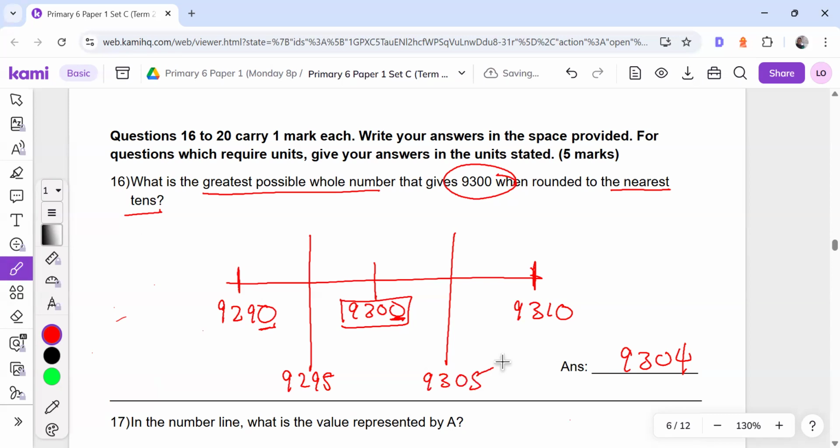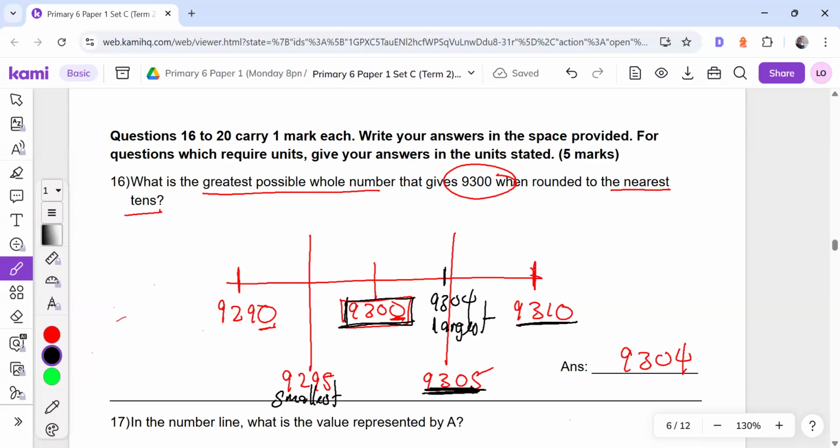And then after that, where is the greatest number? When you round off, you will get this. The answer is on the number line. Is this the greatest number? If you round this to the nearest tens, you will get this one. You don't want that, too big already. So you take this number, all you have to do, just minus 1, and you will get your largest possible number. And if the question asks you for the smallest, then this will be your smallest possible number. All right? So if you round this number to the nearest tens, you will still get 9,300.